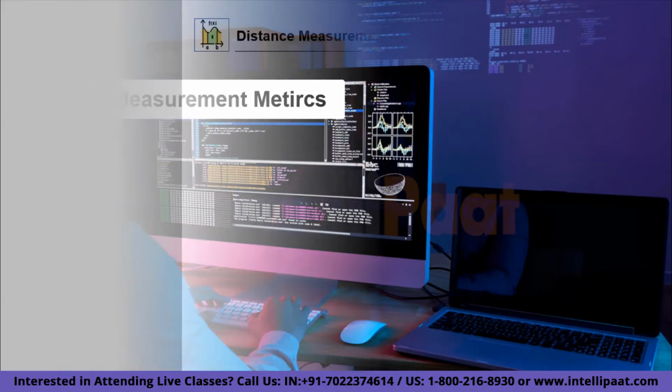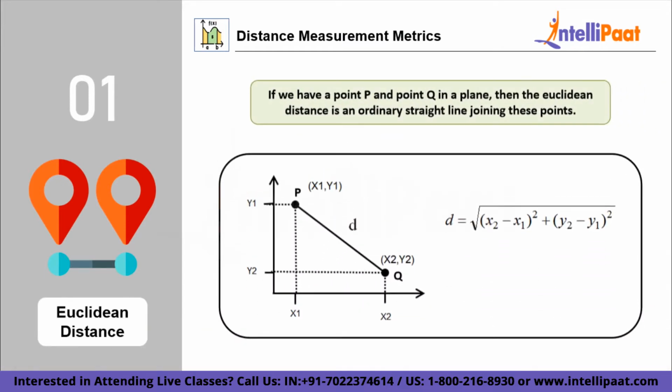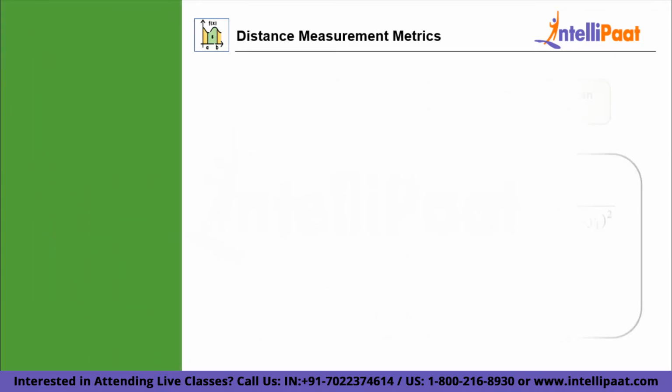First one is Euclidean distance measure. If we have a point P and Q in a plane, then the Euclidean distance is an ordinary straight line joining these points. It is the distance between the 2 points in Euclidean space, or what we call planes in simple mathematical terms. The formula to calculate Euclidean distance is pretty simple. All you have to do is take the difference between the coordinates, square them and place them under the square root.